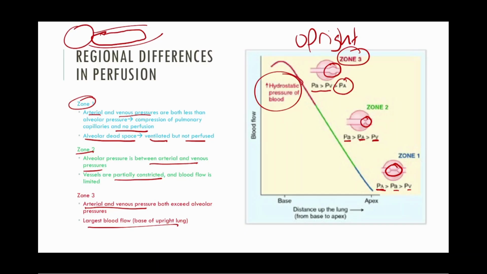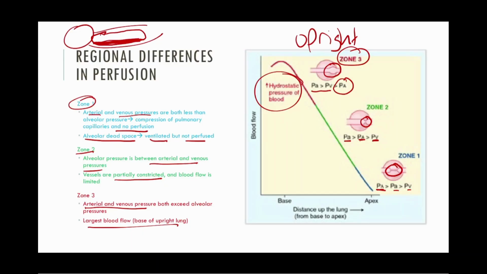If you lay down, zone 3 becomes this part. The blood is going to pool because of no gravity. So when you lay down, the anterior part of your chest becomes the no perfusion. The inferior portion, while you're laying down, gets all the blood just due to gravity.